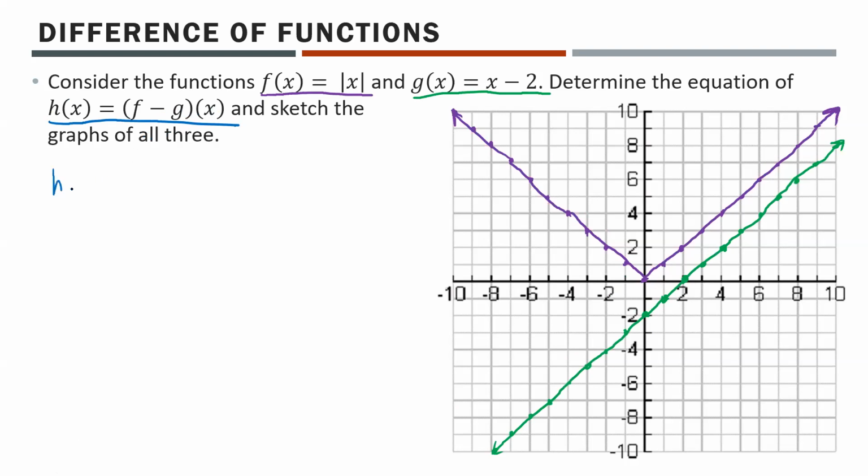So what we'll say is h of x is f of x, so absolute value of x, minus g of x. Now this is where you're gonna be careful. When you subtract, of course, subtraction can cause some changes here. So I'm gonna be very safe and go minus x minus 2. And then we can rearrange this to say h of x equals the absolute value of x minus x, and then minus 2 is plus 2.